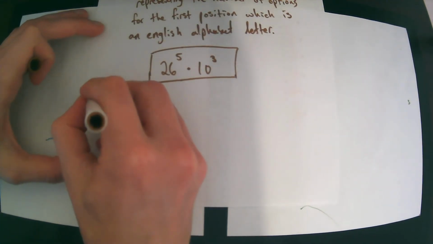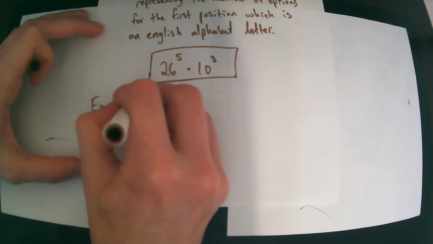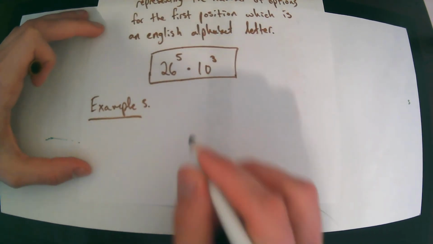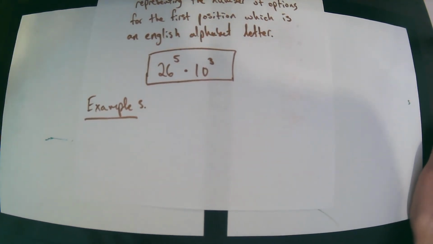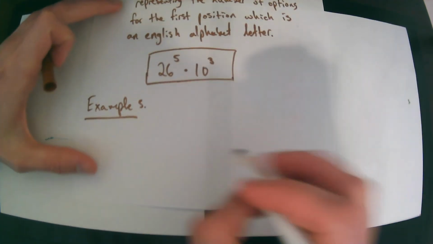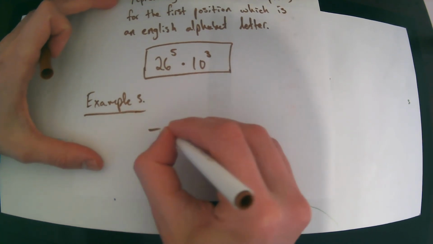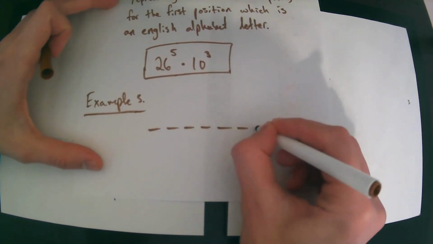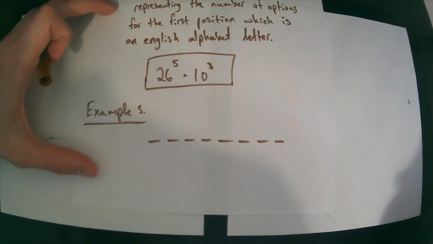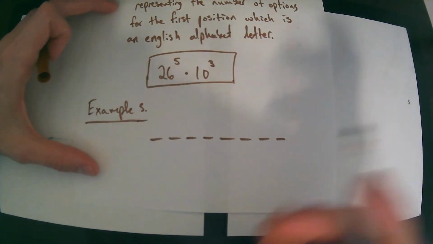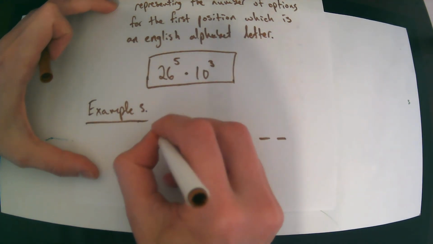Example 3 is similar. It says that we are making a password similar to the previous example, but you don't want to repeat any letters or numbers. How many possibilities are there? We have the same password, 8 positions, but this time we don't want to repeat any letters or numbers. So in the first position we have 26 options.